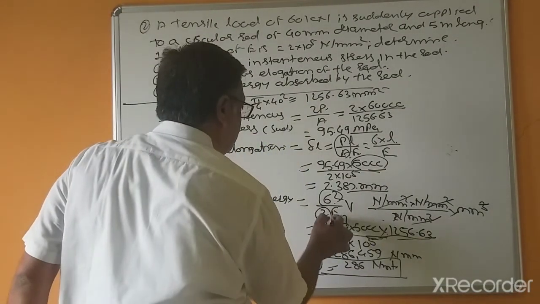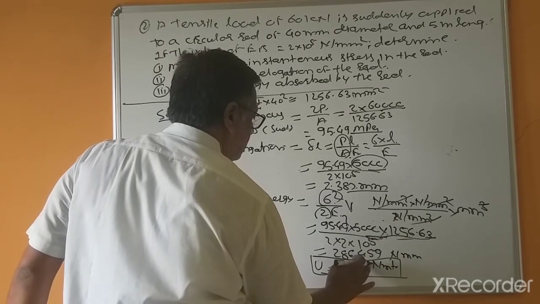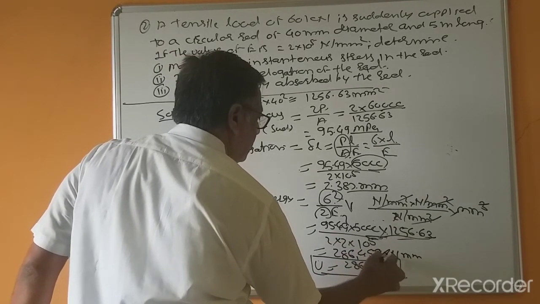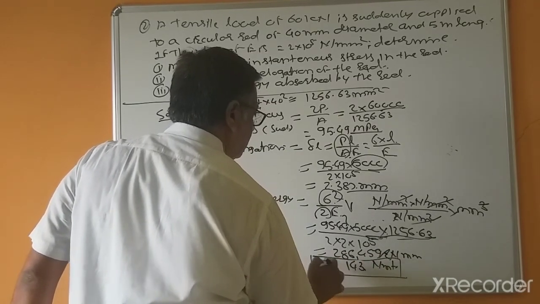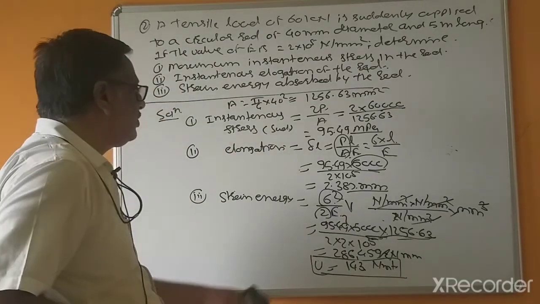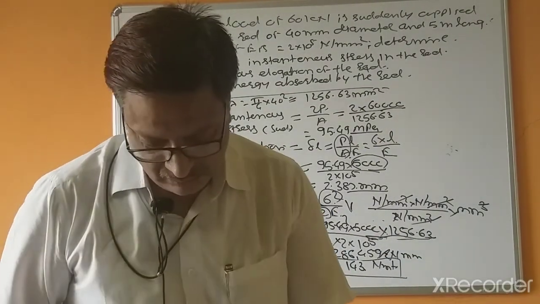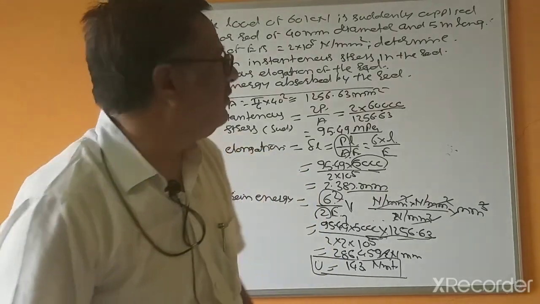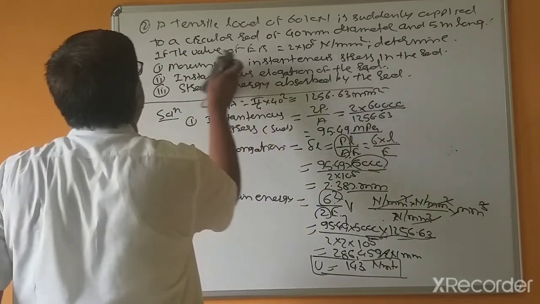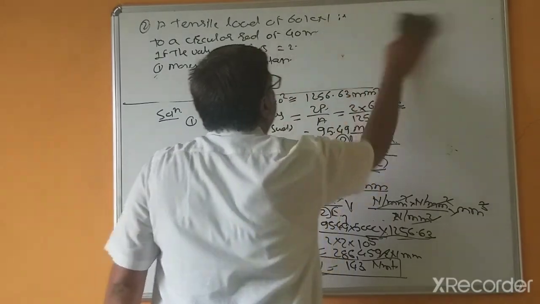And this is multiplied by 2, so that was missing, and this is divided by 2, so this is 143, because again divided by 2. So these two problems related with the suddenly applied load. Now we will see when the load is impact load.